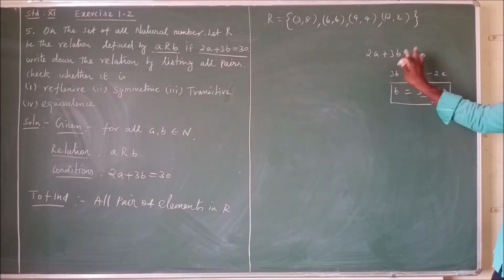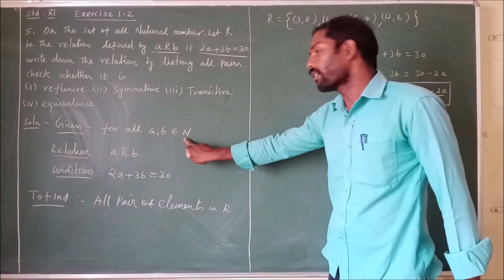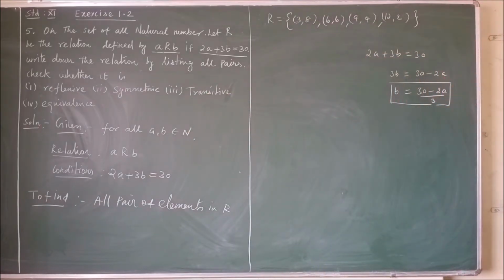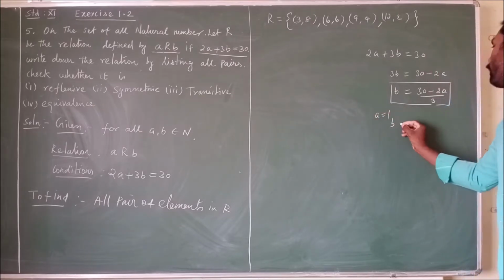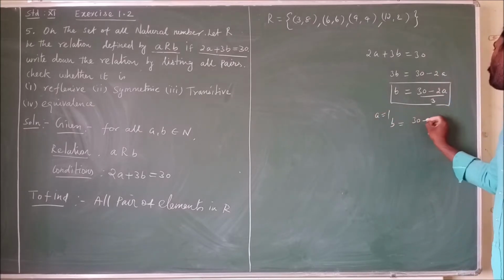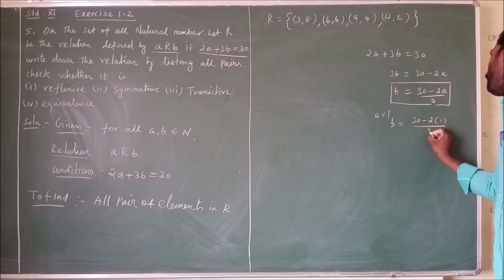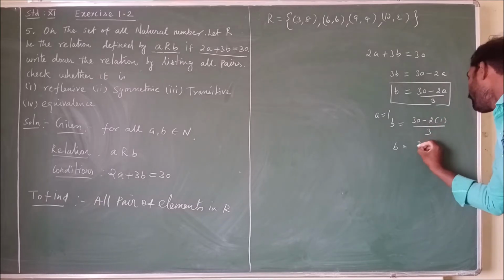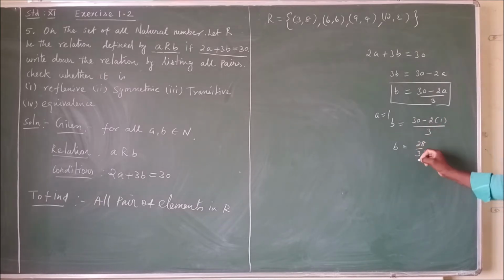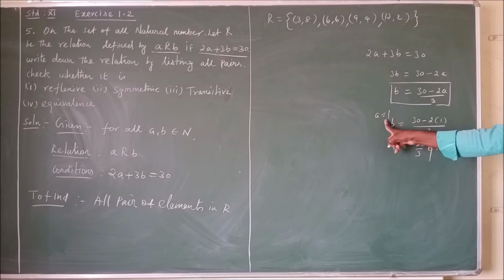If A and B are natural numbers, natural numbers start from 1, 2, 3, 4, 5. First replace A by 1. If A equals 1, B equals (30 minus 2 into 1) by 3, therefore B equals 28 by 3. 28 by 3 is not an integer, so it does not belong to N. So A cannot be taken as 1.